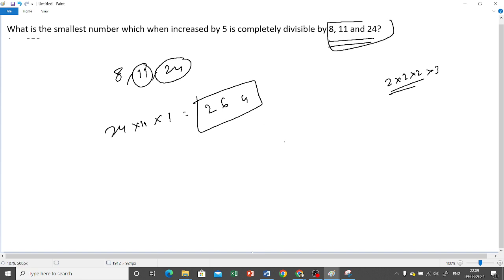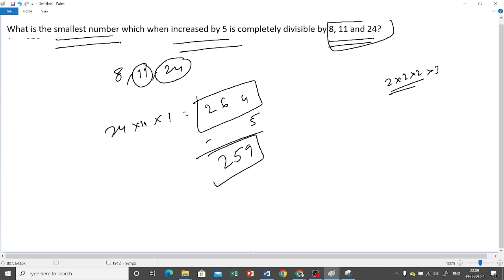I need to find the smallest number which, increased by 5, is completely divisible by these. So if I reduce this number by 5, I get 259. So 259 is a number which, if increased by 5, will be divisible by 8, 11, and 24. Therefore 259 is the answer. Do you understand, Supratim? These are concept building sums, not CAT sums. You will need these pieces of concepts in doing the CAT sums, which we will do later.